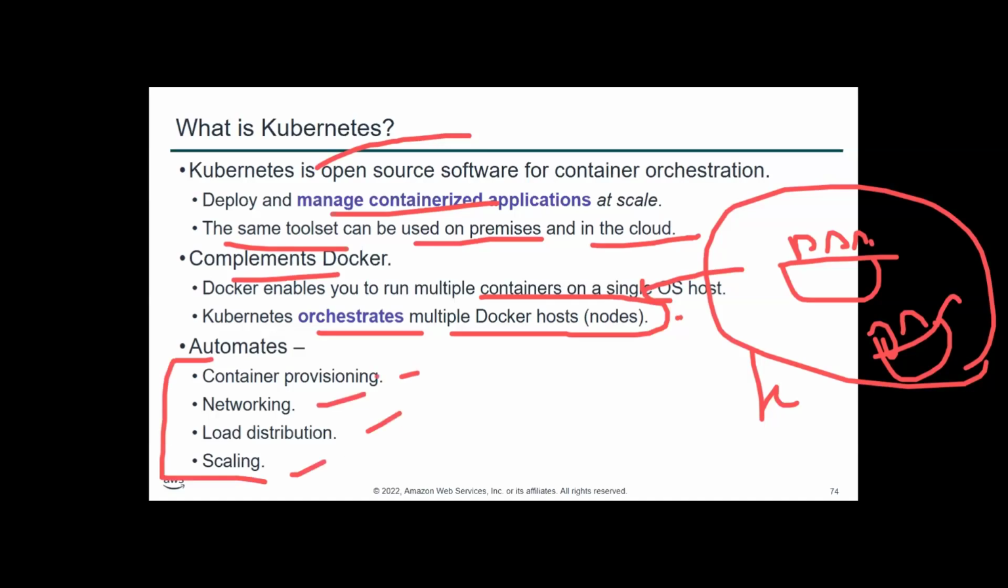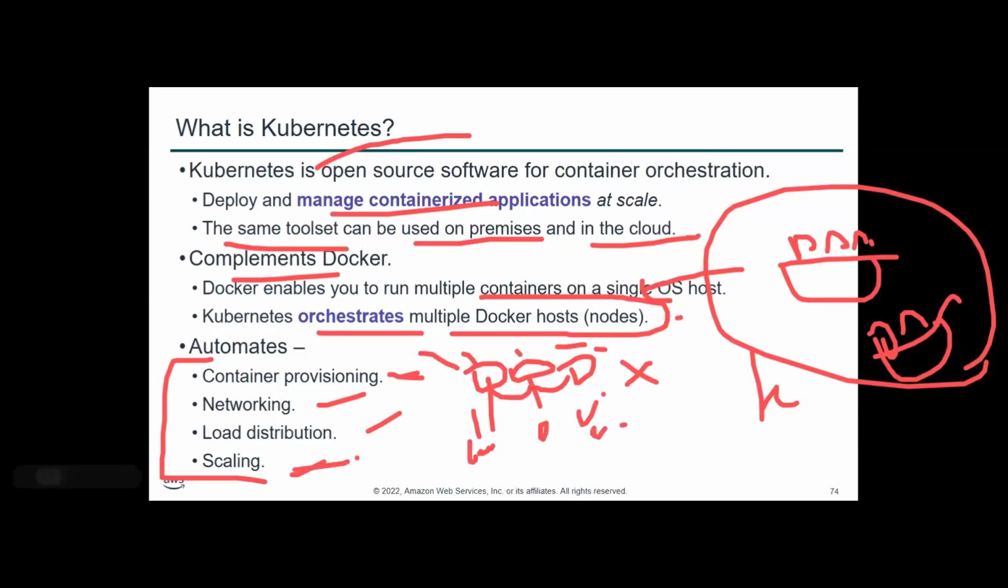Container provisioning means, as I told you, it will keep on adding when it is required, and when you don't want, it will remove also. Networking, it will make sure the network connection is there in all the containers. Load distribution, the workload will be distributed among the containers. It will not give one full load to one container and the remaining 0 or 20. It will split and give the workload. Scaling, as I told, it will keep on scaling also. We don't want to go and do anything manually.